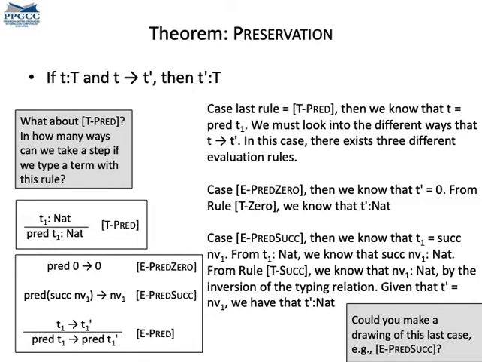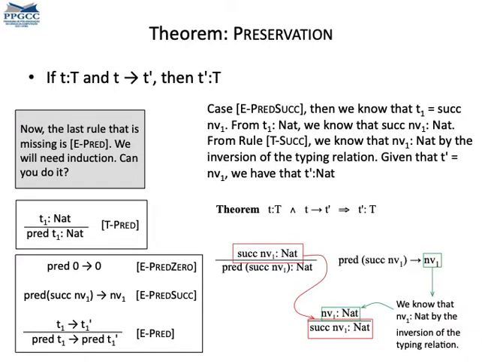You can apply similar principles to show that the theorem is true when the typing rule is T-pred. But in this case, there are three possible ways to take a step. If we use E-pred 0, the proof is simple, because we know that T prime is 0 and the type of 0 is always nat, which is the type of pred 0. Now, would you like to draw the proof of the theorem for E-pred suc?